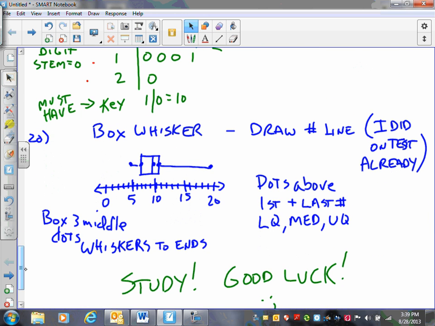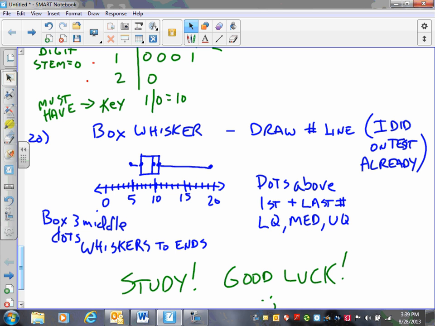The box and whisker plot. I was a nice guy. I already drew the number line on the test for you. You have to graph 5 points. The lowest value that you have, which was 5, the highest value which we had, which was 20, and you have to graph a dot.